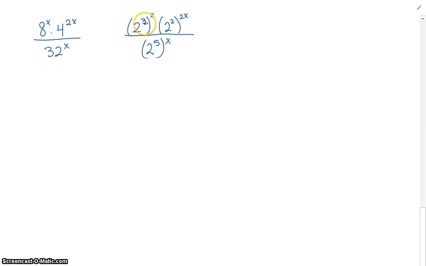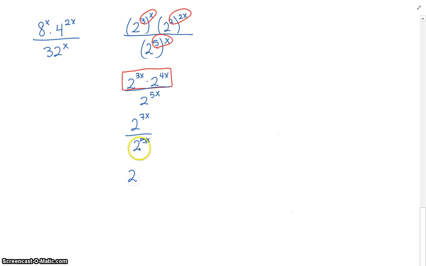We can use our exponent laws to multiply your exponents, and you will get 2 to the 3x times 2 to the 4x all over 2 to the 5x. If we look at just the numerator, when we're multiplying with the same base, we add their exponents, so you get 2 to the 7x. And when you are dividing, you subtract their exponents, so you get 2 to the 2x.